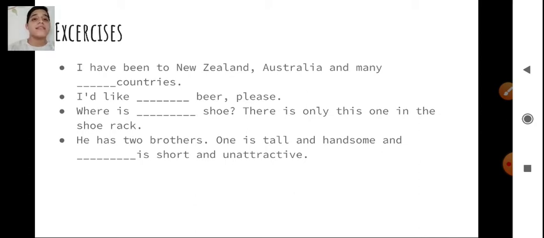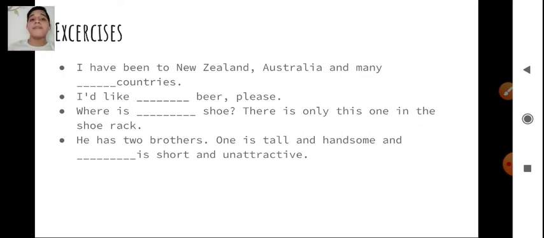Third exercise, it says, where is, okay, where is, there is only this one in the shoe rack. Okay, guys, so in this one it's allowed to us to use the. So when we are going to use the and we want to add something else, for example shoe, we need to use the other. So the sentence remains like, hey, where is the other shoe? There is only this one in the shoe rack.